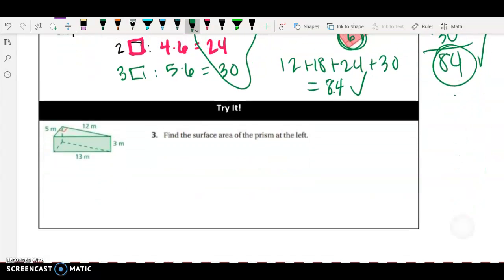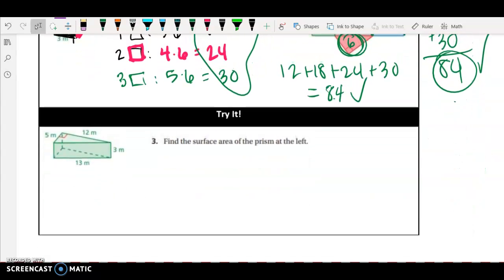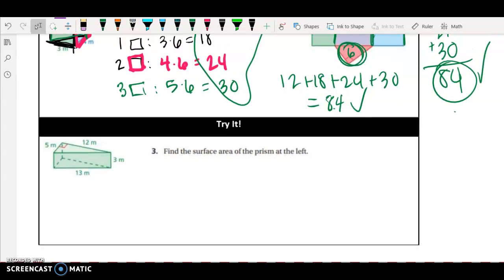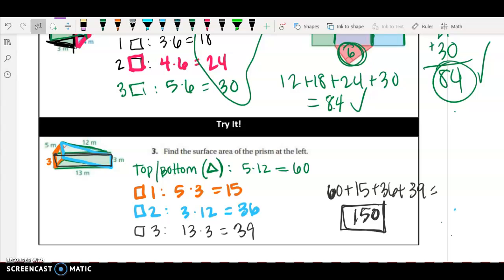All right, so you're going to give this one a try, and then you are going to check your answer with mine. Okay, so something that I want to point out, your top and bottom is always the triangle. So if you're using my method, the triangle is always the top and bottom. So on some of your homework or some of your problems, it might show the triangles off to the side, but just remember that those are considered our top and bottom, just flipped.